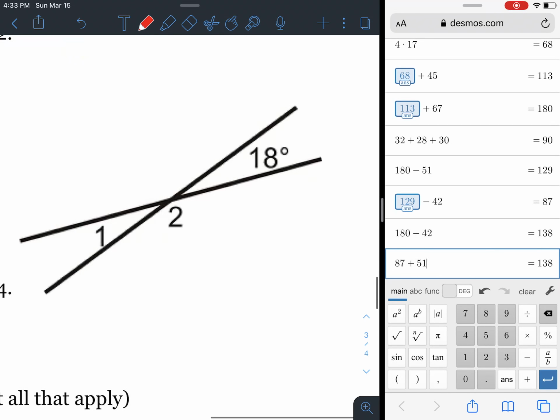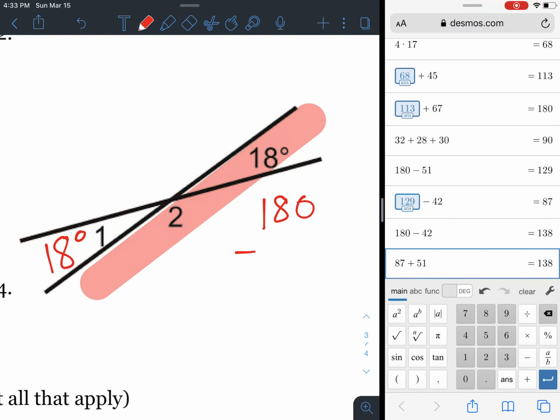Last one today. You're finding angles 1 and 2. First one, 1 is vertical to the one that was given, so that means they are equal. So angle 1, nice and easy, 18 degrees. So then to find angle 2, it forms a straight line with either angle 1 or the one that was given, which is 18. So 180 minus 18. So angle 2 should be 162 degrees.